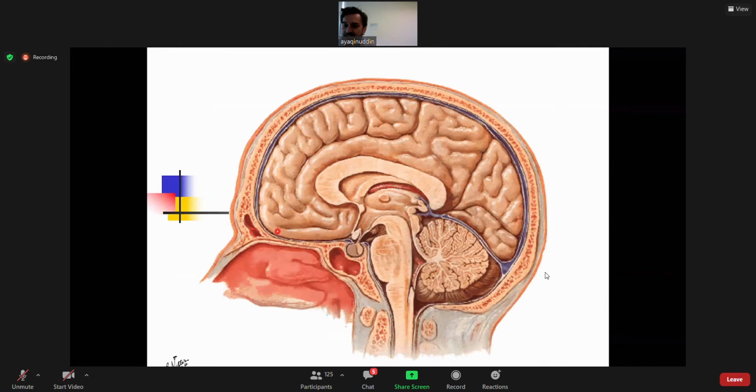If you look at the sagittal section of the brain, this is the part which we are talking about. This is the hypothalamus, this is the thalamus, and this is the epithalamus. The subthalamus lies between the midbrain and the thalamus, so it cannot be seen in a sagittal section. It is more conveniently seen in a coronal section through the thalamus. In this sagittal section, you are seeing the hypothalamus here. This is the hypothalamic sulcus. Above that is the thalamus, and this area is the epithalamus.